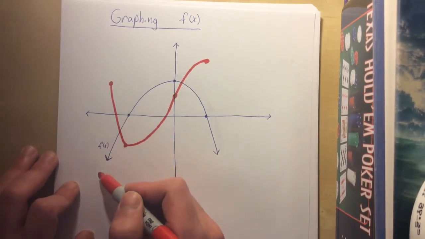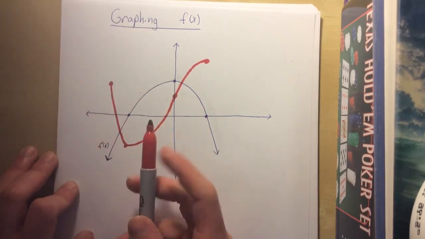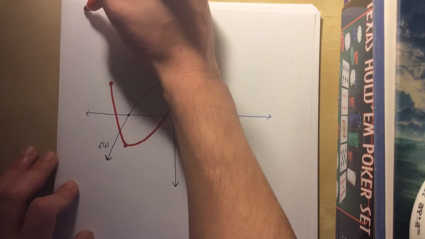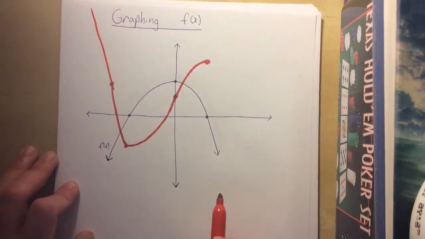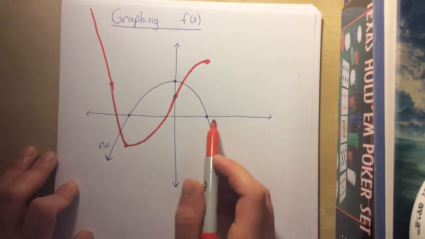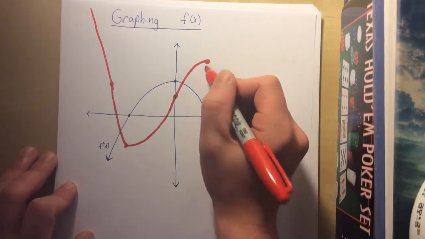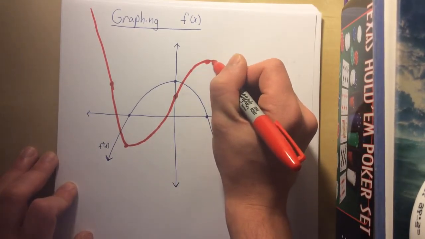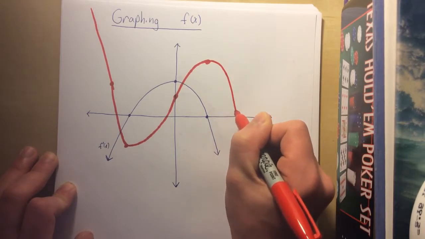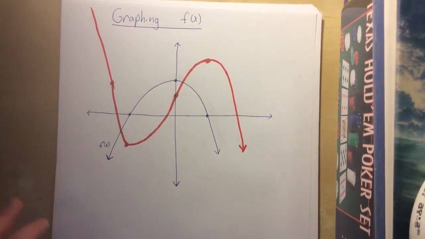Well, on this end, f prime of x is negative, so f of x is going to have to be decreasing. So if we look out from infinity, f of x is going to decrease down to there. And likewise, f prime of x is negative on this end, so f of x is going to have to decrease. So that's a quick video on graphing f of x from f prime of x.